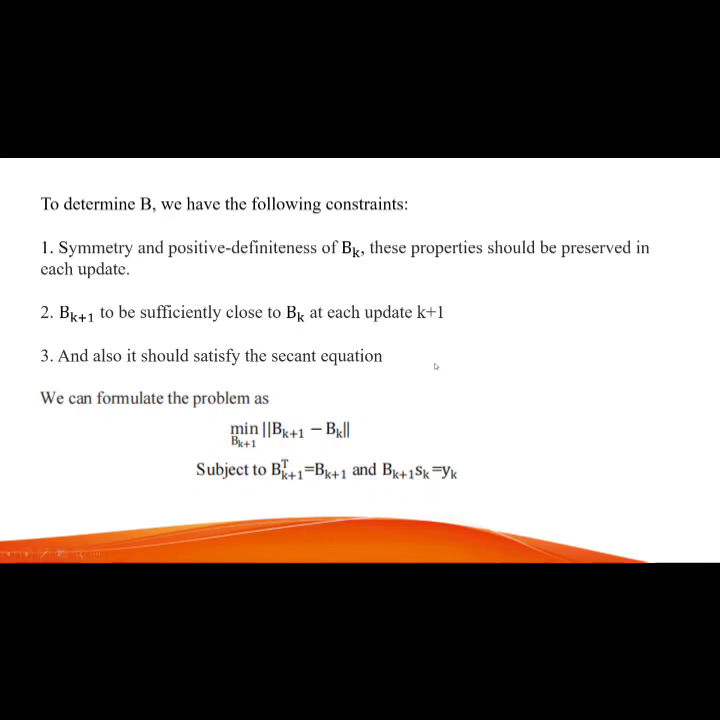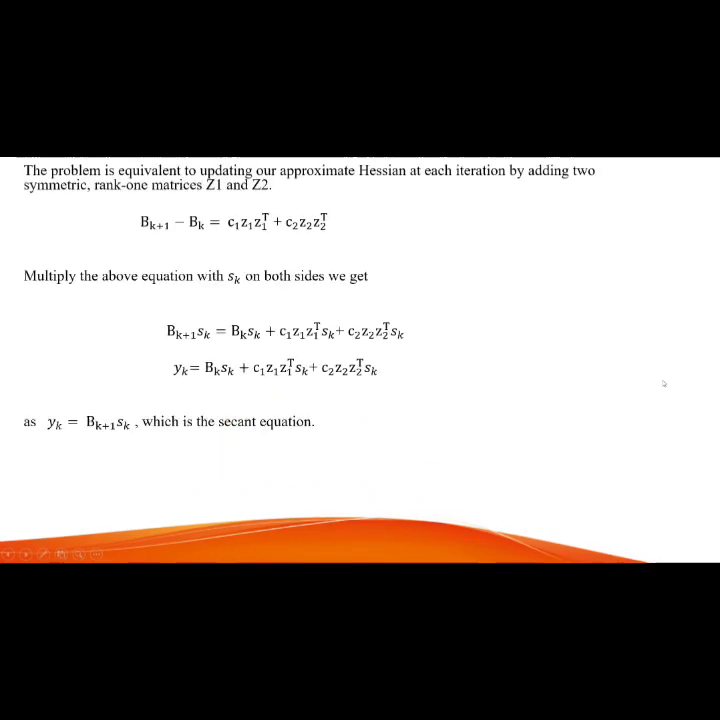Then we formulate this problem as the minimum of the norm of bk plus 1 minus bk, subject to bk plus 1 transpose is equal to bk plus 1. This is to preserve symmetry and positive definiteness of bk. And then the secant equation, bk plus 1 into sk is equal to yk.